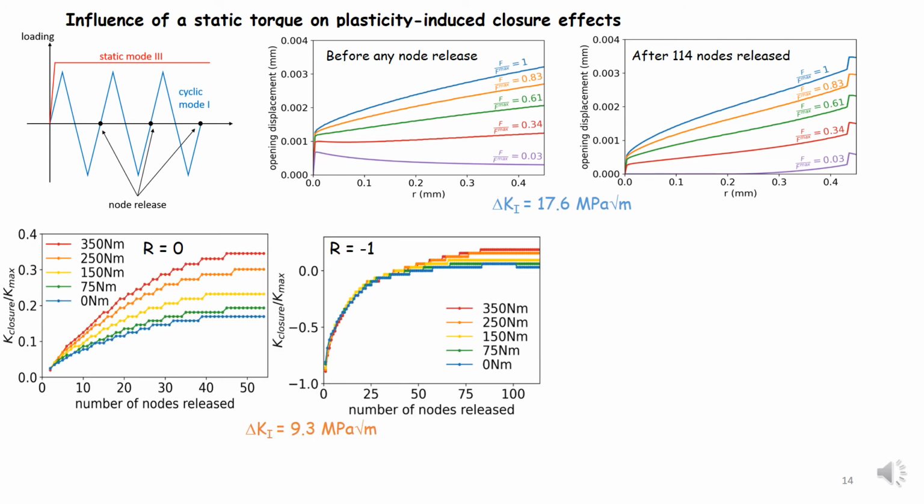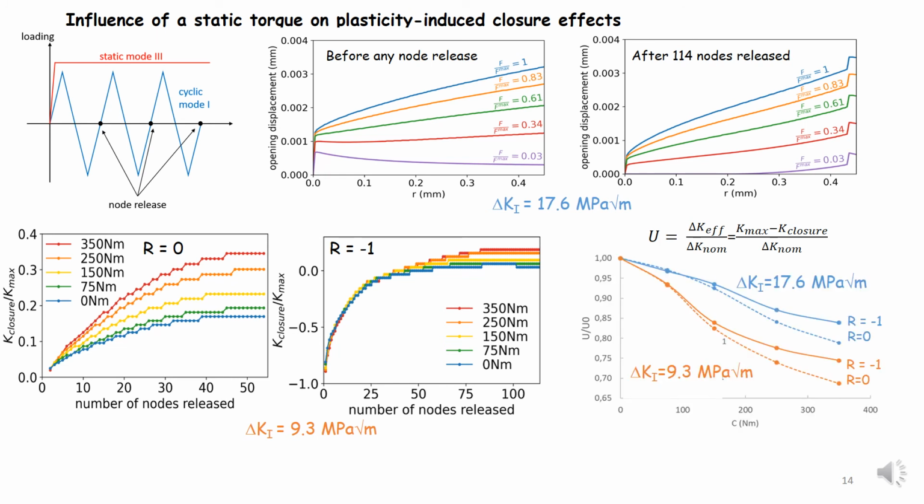The rise of K closure over Kmax with the number of nodes released was computed for R equal to 0 or -1, for a given delta K1 and for various values of the torque, until a steady state was reached. The higher the torque, the larger K closure over Kmax, and the steady state values were used to compute U, the ratio of effective to nominal delta K.